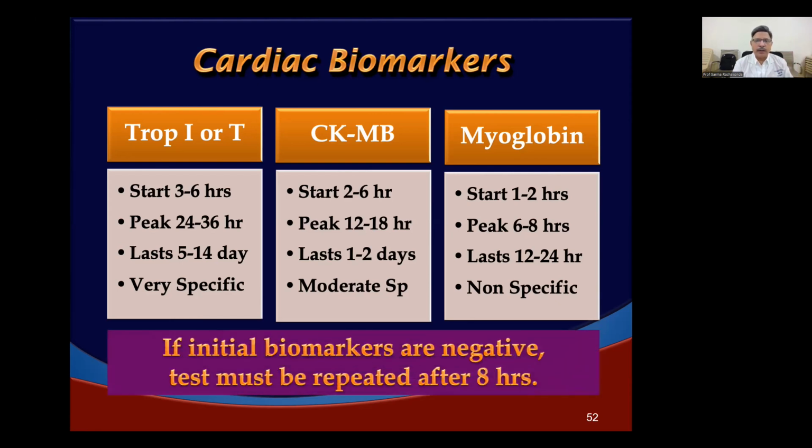Earlier when trop was not there, myoglobin was done. If initial biomarkers are negative, don't write the patient off as normal. Every biomarker will take time. Repeat the biomarkers after 8 hours.